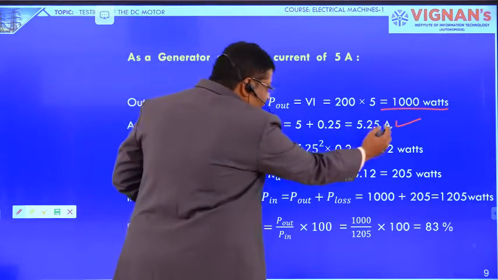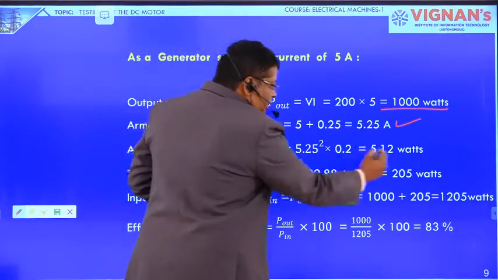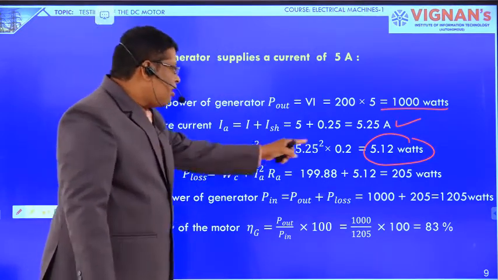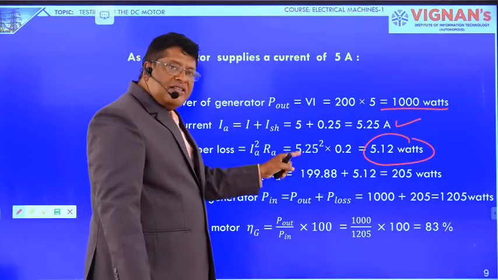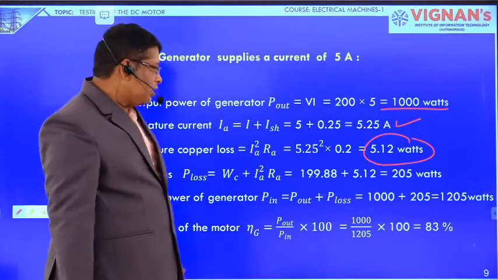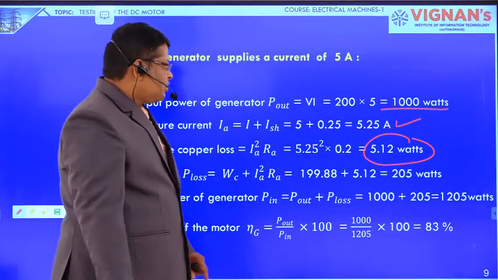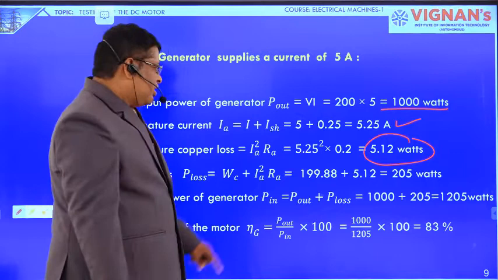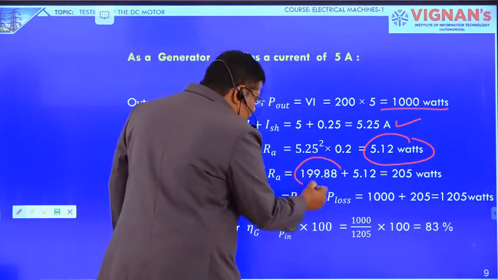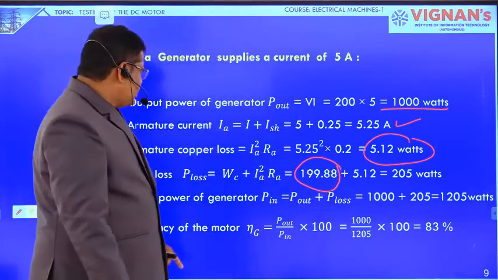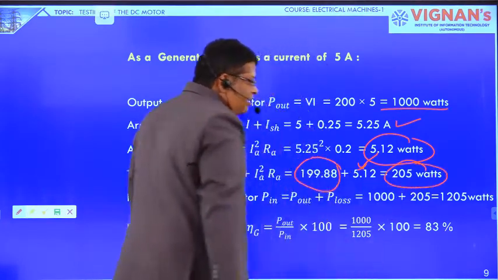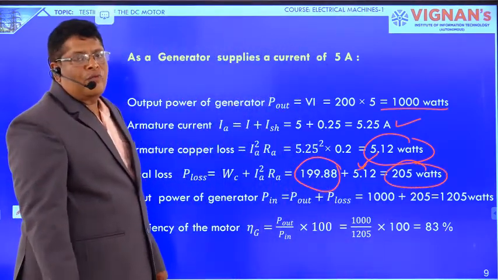So once you know the armature current, then you find the armature copper loss. The armature copper loss equals the armature current square into 0.2, you are getting 5.12 watts. Once you know the armature copper loss, then you find the total losses. Total loss equals the constant losses, we got this value from the Swinburne test, plus the armature copper loss, giving the total losses in a generator, that is 205 watts.